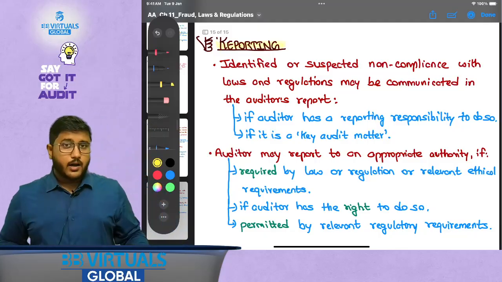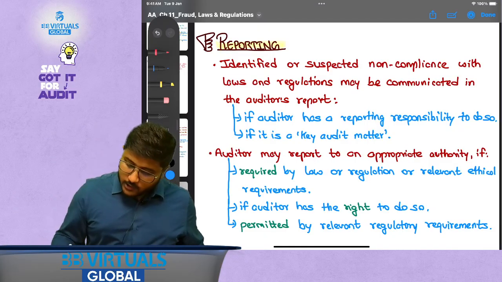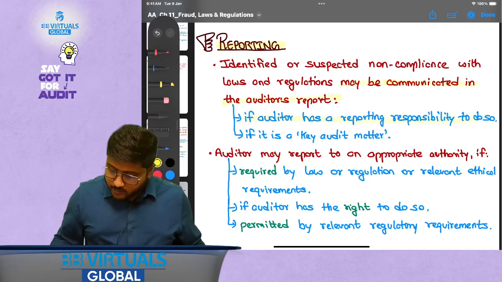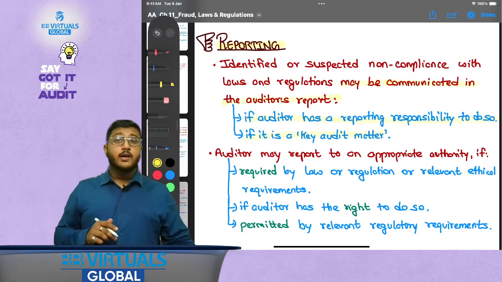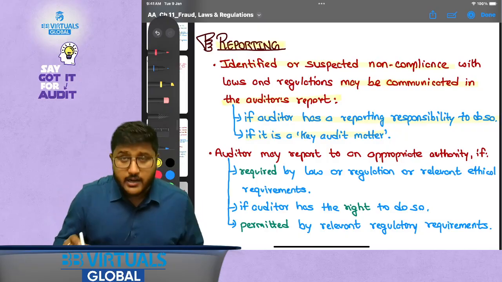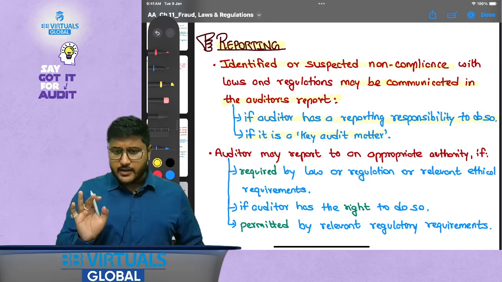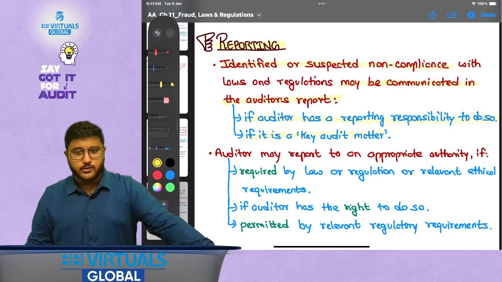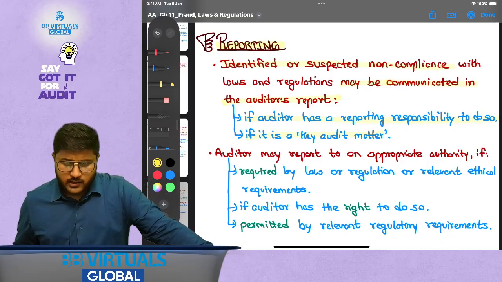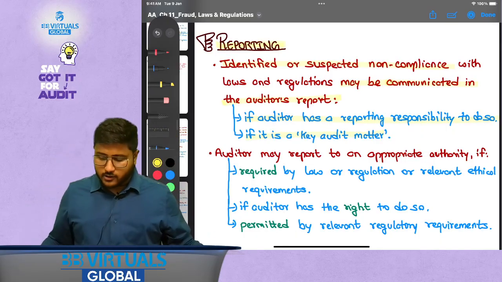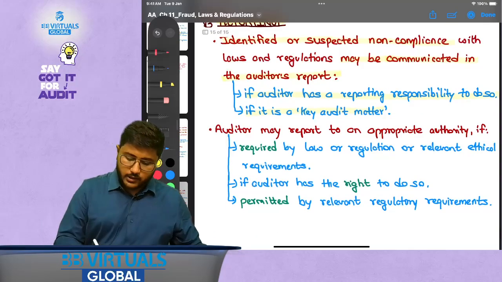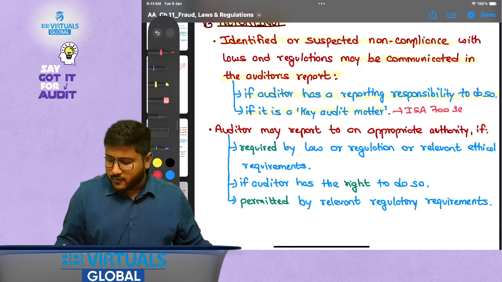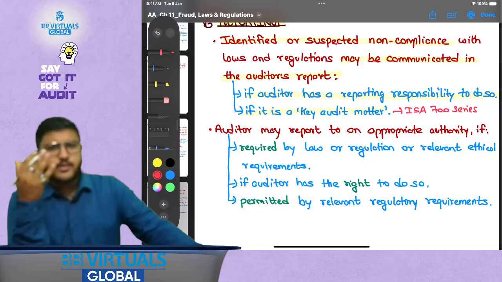Then reporting, how the auditor needs to report. Identified or suspected non-compliance with laws and regulations may be communicated in the auditor's report if the auditor has a reporting responsibility to do so, or if it is a key audit matter. That is, identified as well as suspected non-compliance. This is also called NOCLAR, non-compliance with laws and regulations. What is a key audit matter? This we will be discussing under the ISA 700 series. We will be revising it somewhere 5-7 lectures from now.